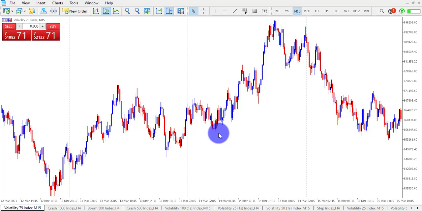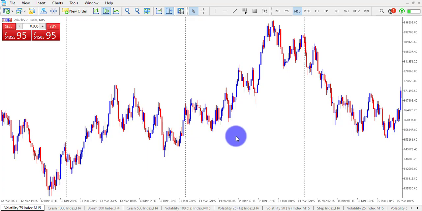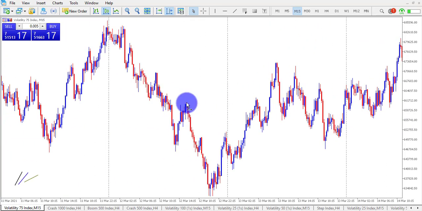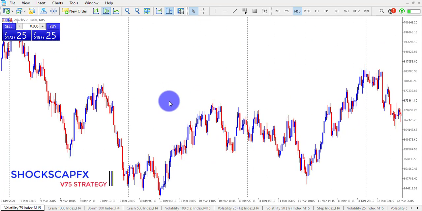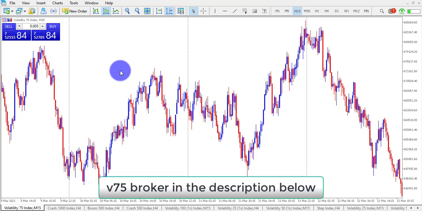Today we're going to talk about the best V75 strategy which you will be using in a short time. So guys, thank you. Let's go right into it. So this is a V75 chart. First of all, we are going to be using a naked chart for our analysis and for our strategy to really stick.